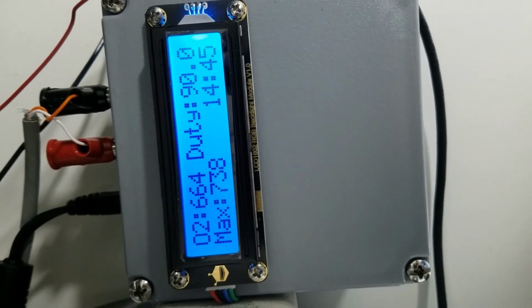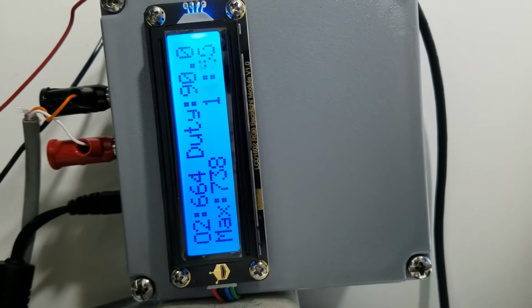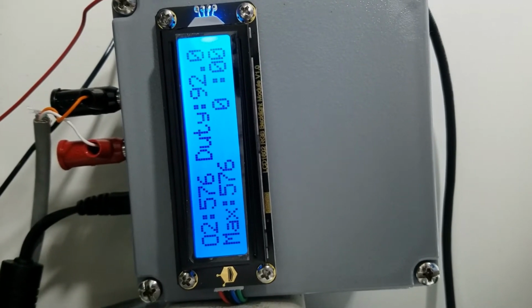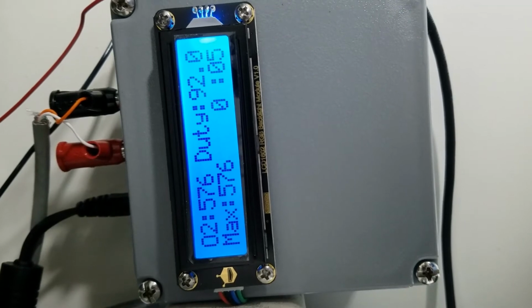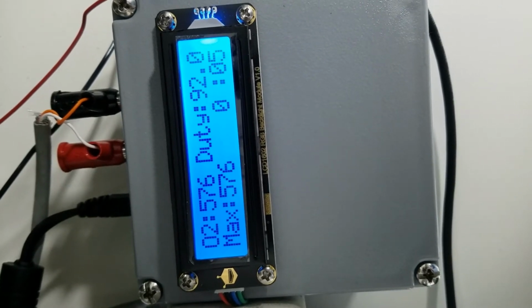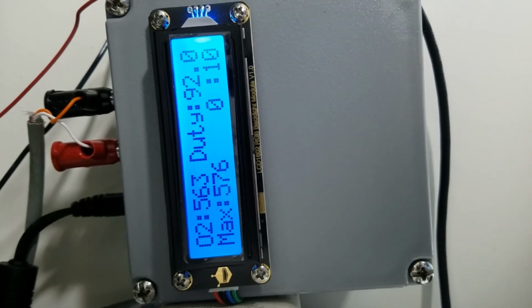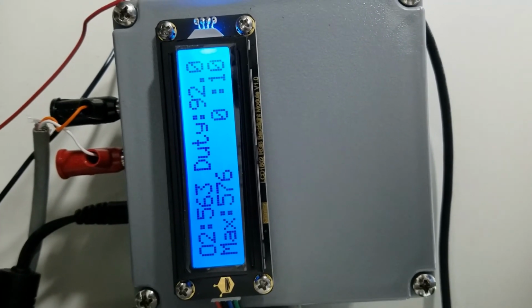and at the end of the 15-minute cycle, if the max reading from the last 5 minutes is above 450, it should increase the duty cycle by 2, and it just did. So now it should run at 92 for the next 15 minutes, and then it will adjust based on the max steam.